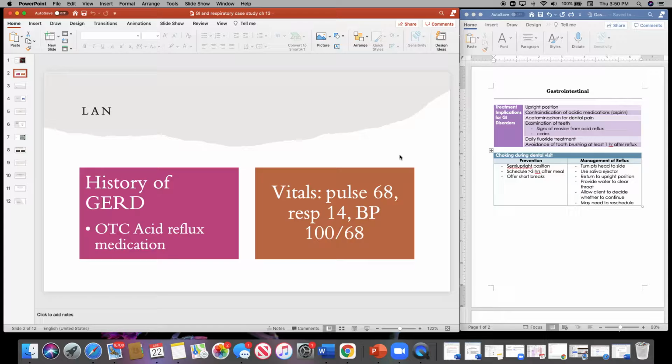Okay, so we have Lon, who has a history of GERD, is taking an over-the-counter acid reflux medication. Lon's vitals are a pulse of 68, respirations of 14, and a blood pressure of 100 over 68. You don't need to write this in your answers, but I want you to think, and you can talk to each other if you want, about whether you're going to see Lon. Are you going to see this patient? Are there any signs that you wouldn't see this patient? Taking all those things into consideration with Lon's health.